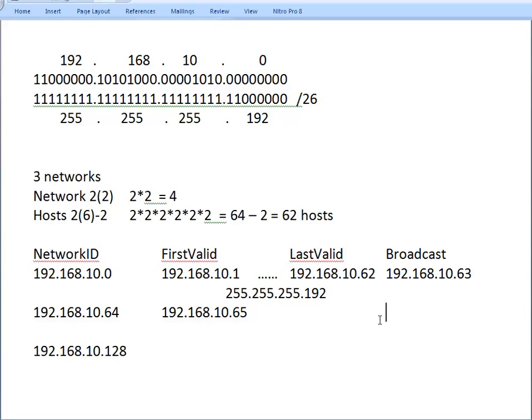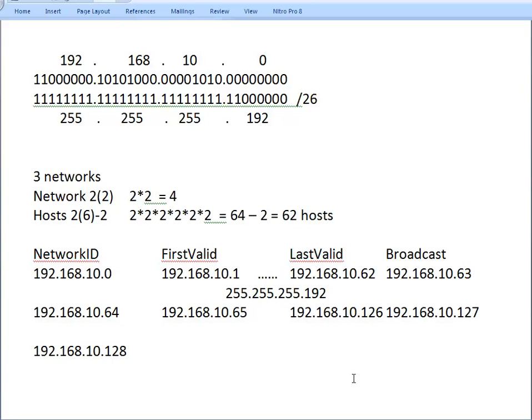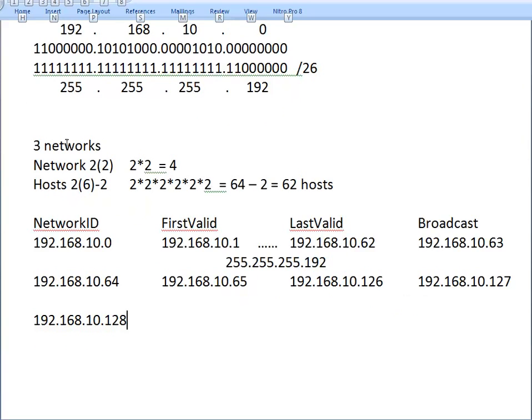So the broadcast is going to be the next network ID minus 1. So the broadcast address will be 192.168.10.127. Last valid is the broadcast address minus 1, 192.168.10.126. Okay, now the second network is done as well.